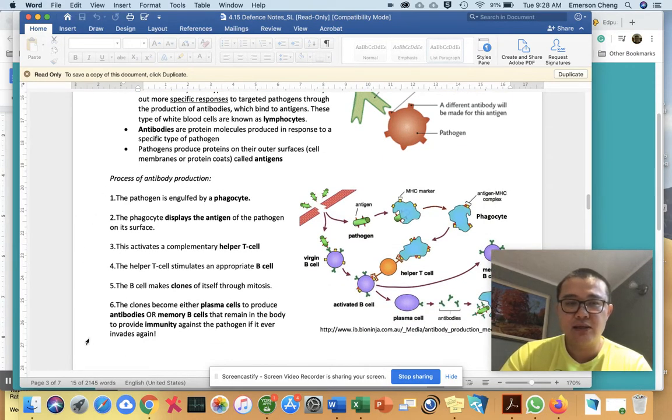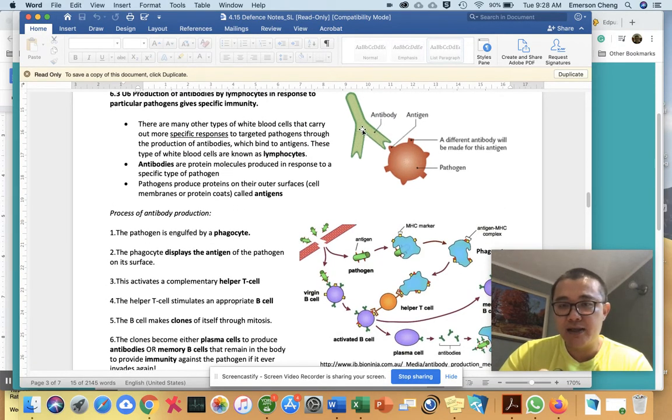Now, let's look at this part here. This is more important. This is more like vocabulary. Lymphocytes are white blood cells for the specific immune system. Antibodies are protein molecules specific to a type of pathogen. And pathogens have proteins on the outside. They're called antigens. Okay. And an antibody is specific to a type of antigen on top of a specific type of pathogen. Okay, it's a very clear, important point.